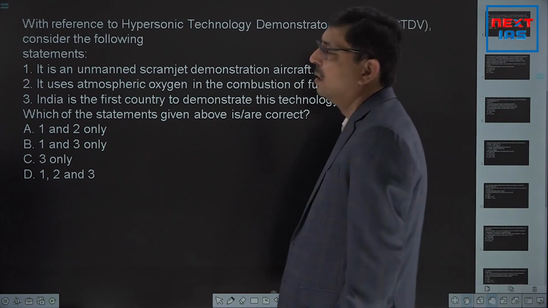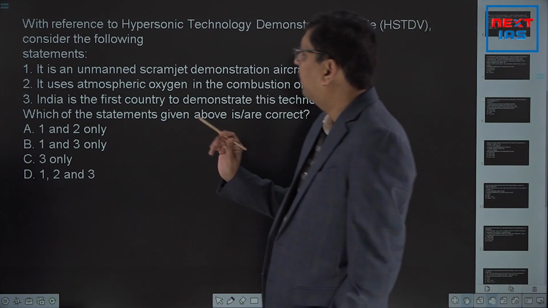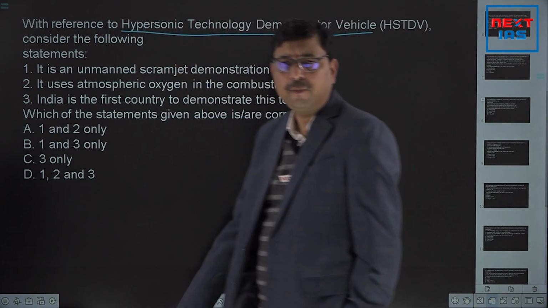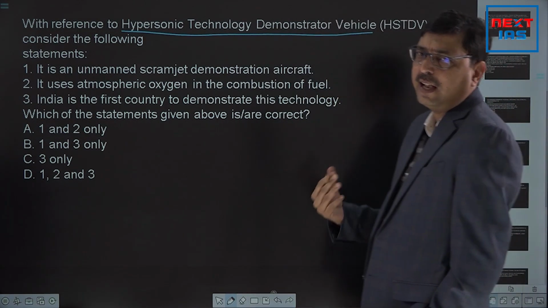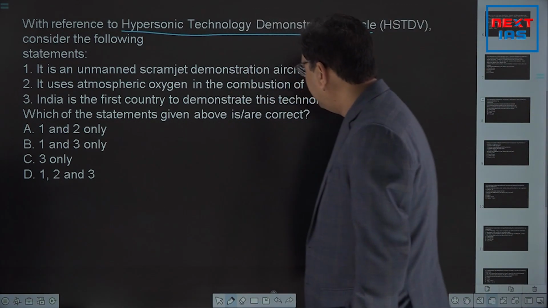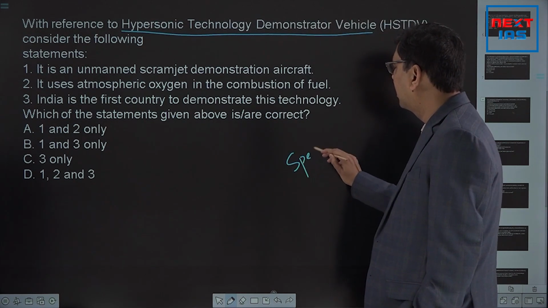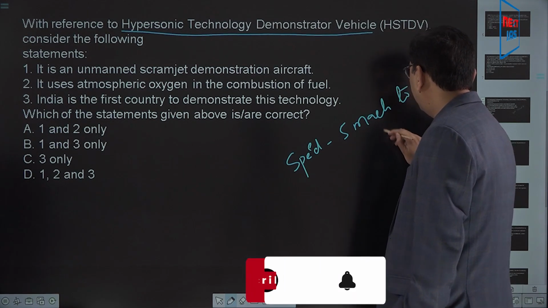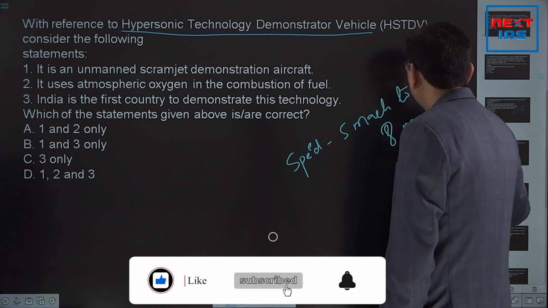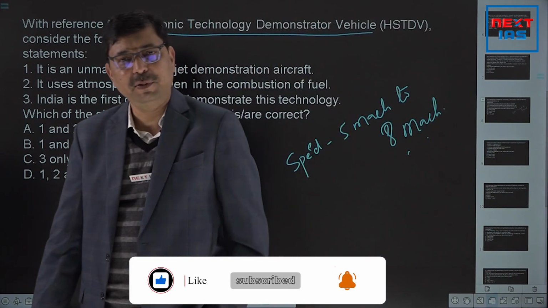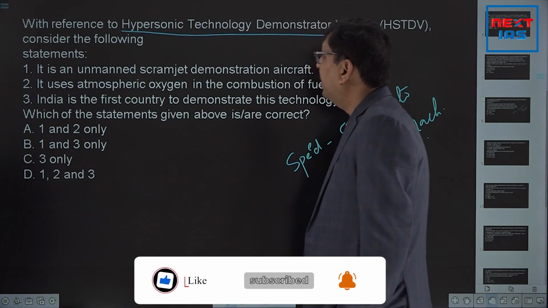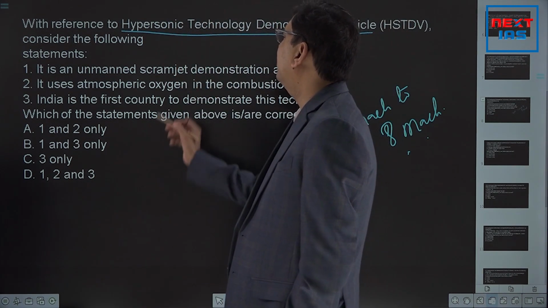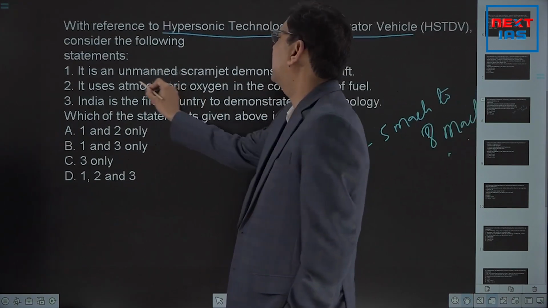Okay. So now the next question is with reference to hypersonic technology demonstrator vehicle, HSTDV. So basically, what is hypersonic? Hypersonic is when the speed of the vehicle is from 5 Mach to 8 Mach. That is called hypersonic. And for hypersonic technology demonstrator vehicle, which India has recently tested, obviously there is use of scramjet technology.